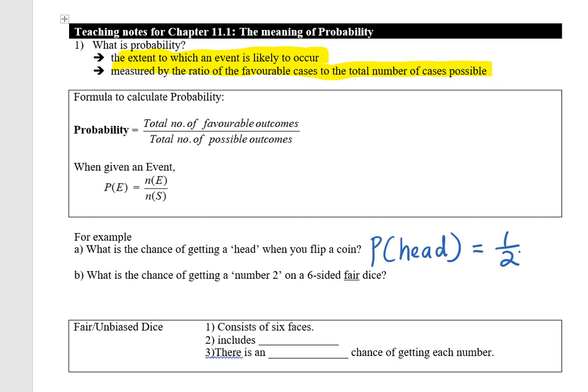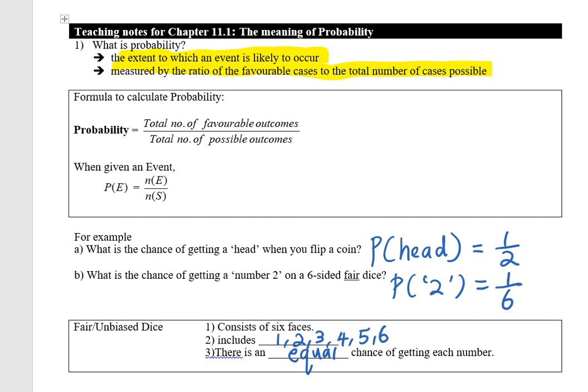And how about the chance of getting a 2 on a 6-sided fair dice? A fair dice has 6 sides of numbers from 1 to 6. And hence, the probability of getting a number 2 is actually 1 over 6. Alright, so for an unbiased fair dice, it has 6 faces, which includes the numbers 1, 2, 3, 4, 5, 6. There is an equal chance of getting each number.